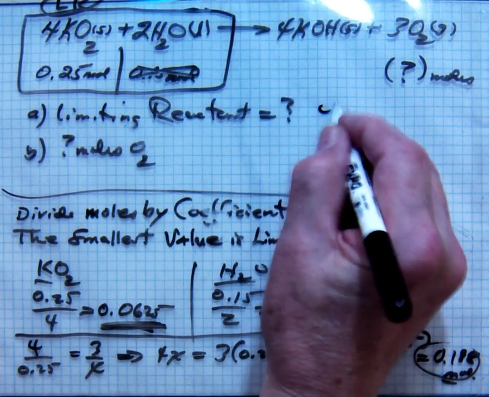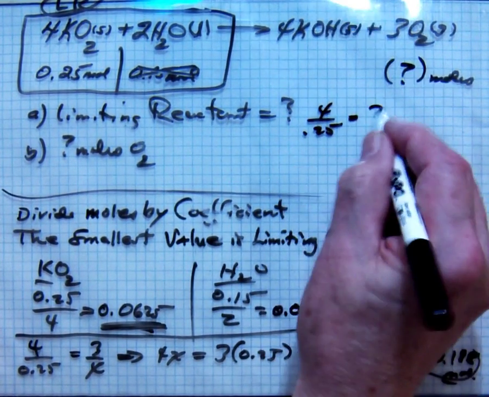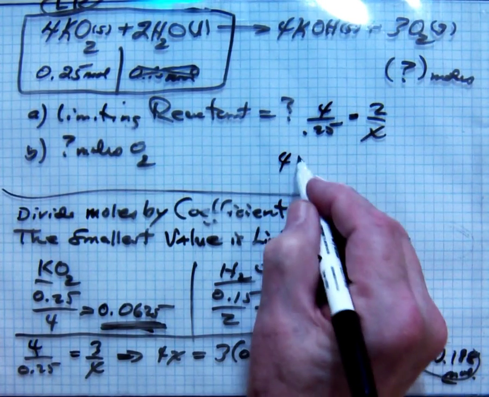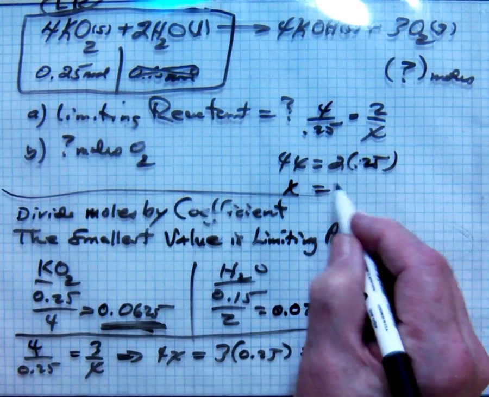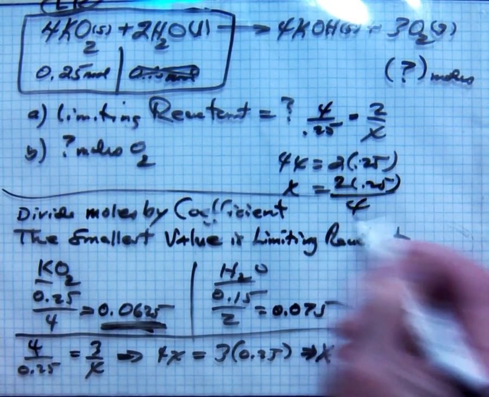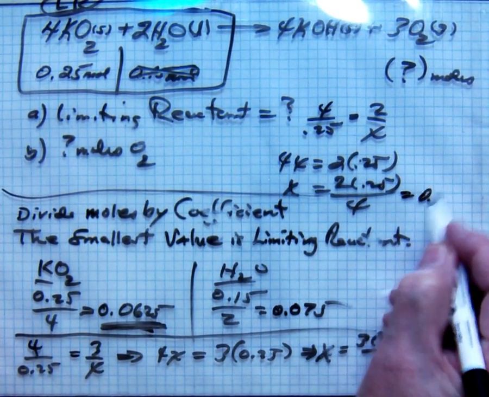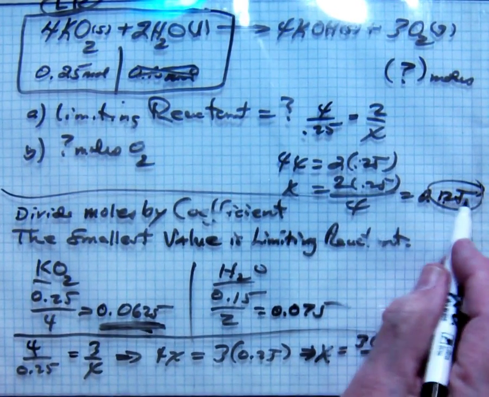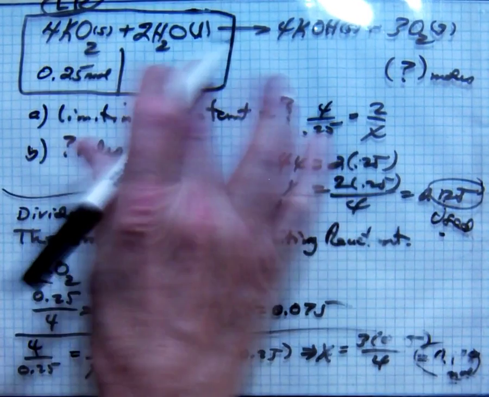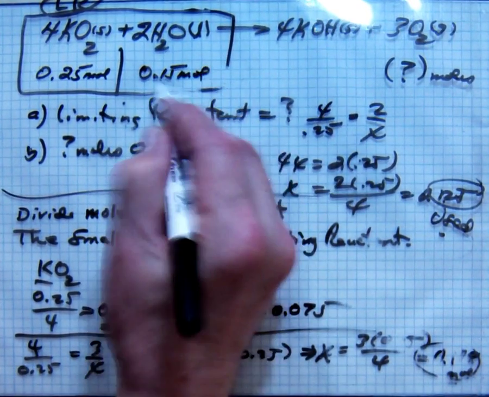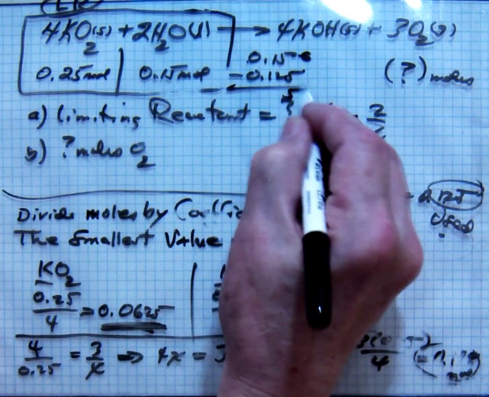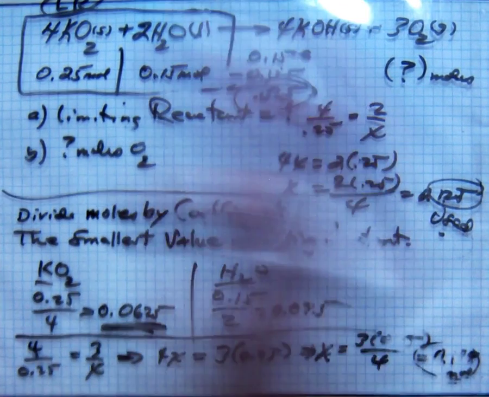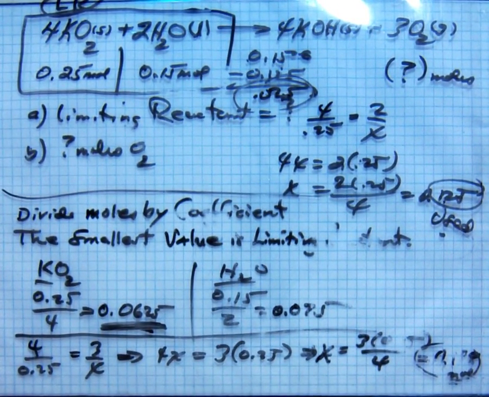So I'm going to come over here. 4 is to 0.25 equals 2 is to x, and so 4x equals 2 times 0.25, x equals 2 times 0.25 over 4, that's half of that, 0.125. So you use 0.125 used, but you have 0.15 mole. So 0.15 minus 0.125, that's 0.025 of the water's left over you didn't use.